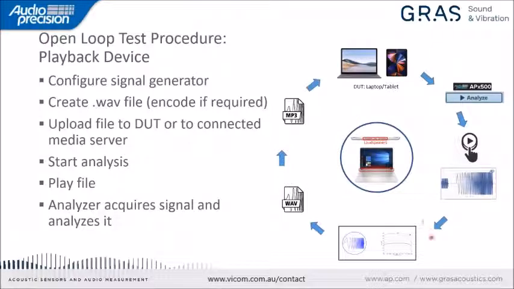We then configure our signal generator in the APx software, on the computer that is running the software. Then we export the signal as a WAV file, and we upload this signal into the device under test. In some cases, it might be necessary to encode the signal to, for example, an MP3 file before uploading it to the device under test. But if the device under test can play back WAV files, then this step won't be necessary.